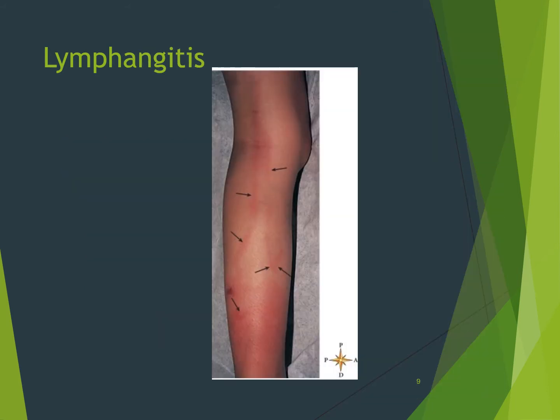If there is inflammation in the lymphatic vessels, that is called lymphangitis, and that causes these reddened areas that you can see on the image here. Typically, lymphangitis is due to some infectious agent, and if it is not taken care of in a timely manner and treated, it can lead to septicemia, which could ultimately lead to death.